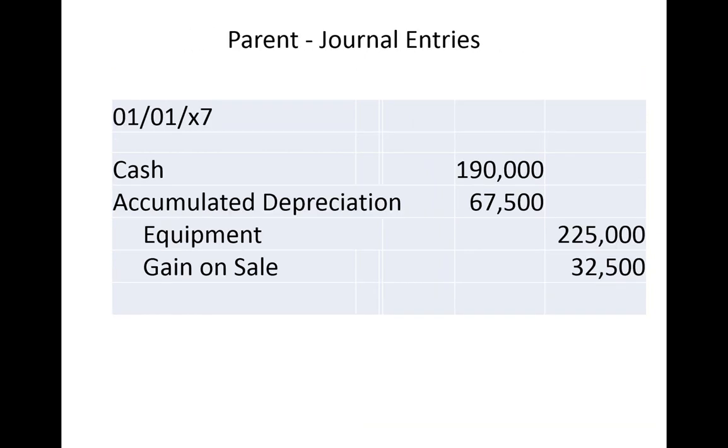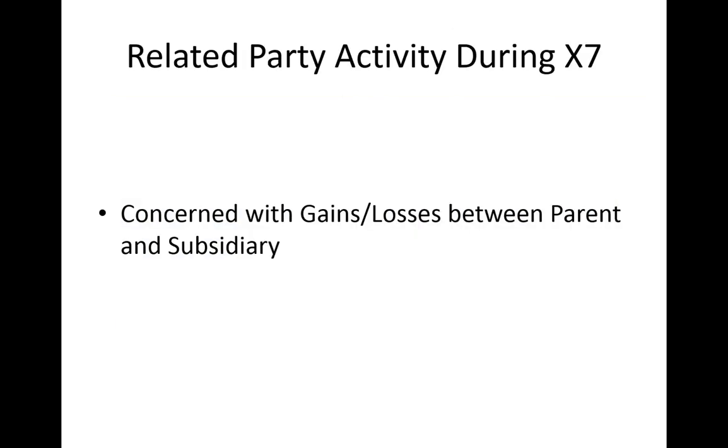So the parent would make the following entry: the debit cash, what they received. They would remove the accumulated depreciation that's on their records at this point, which was the $67.5. They would take the equipment off, and then they would record a gain. Now, we kind of have an idea at this point that the gain is there, but is the gain to a third party? And the answer is no. So we have an unrealized or deferred gain here.